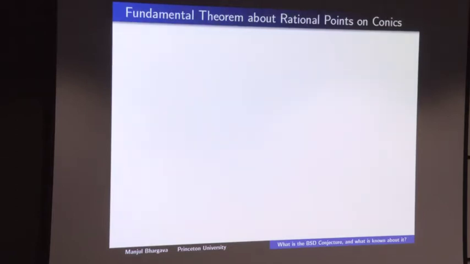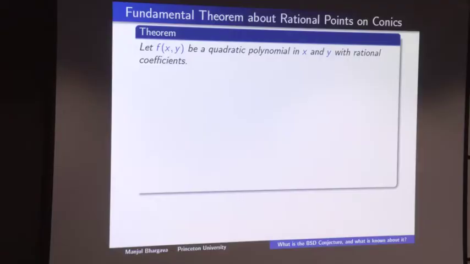Because if you take a line, it's going to intersect the conic in two points. So if you start with a rational point and take rational slopes through that point, the line will always intersect whatever conic you have in another point. And the same argument will show that that has to give a rational point, and conversely. So in fact, we've actually proven the fundamental theorem about rational points on conics. A conic is just a quadratic in two variables.